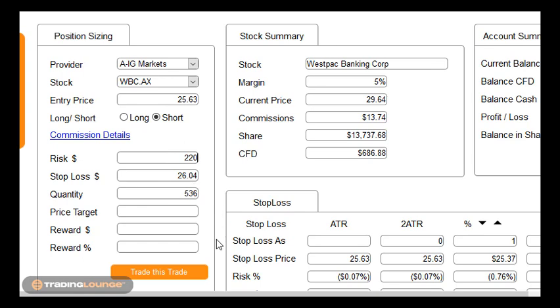All right, that's just what I wanted to show you, to get your position sizing right and also to manage the portfolio as well. I'm just keeping it very simple, but it's critical to get this sorted out before you start trading.